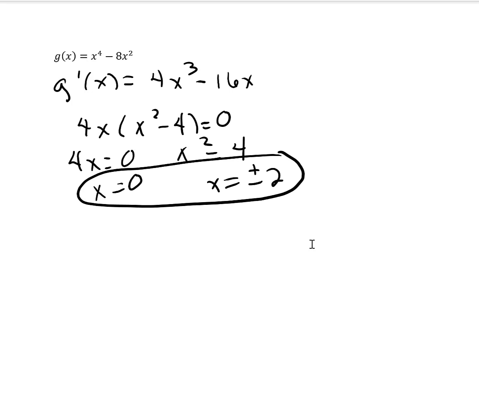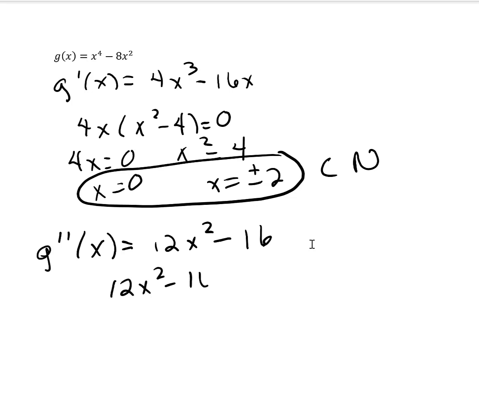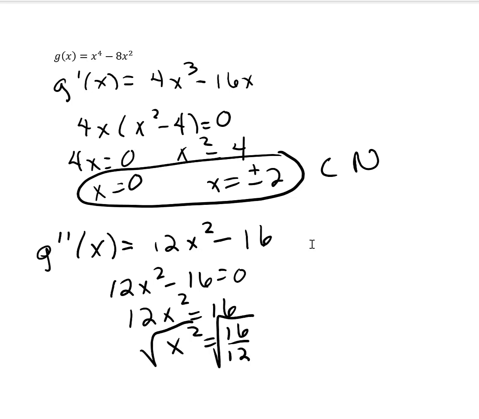Now eventually, I'm not going to do it right now, I'm going to have to plug it back in to get the y value, so I really have a point instead of just a number, but right now I'm okay with just the number. So let's just put CN right here to say critical number and move to the next step. Next step is take the second derivative. So 4x cubed becomes 12x squared, 16x becomes 16. I'm going to set this equal to 0. I say 12x squared minus 16 is 0. Says 12x squared equals 16. X squared is 16 over 12, and I take the square root.